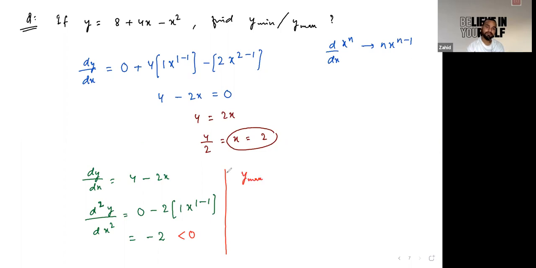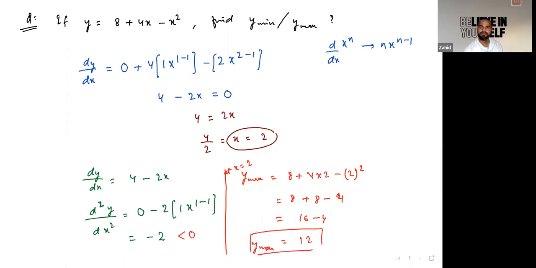So y maximum at x is equals to 2. So it will be 8 plus 4 into 2 minus 2 squared. So you will get 8 plus 8 minus 4, 16 minus 4, or it will be 12. So the maximum value of this particular function is 12. I'm defining you the graph of this particular problem, the graphical representation.